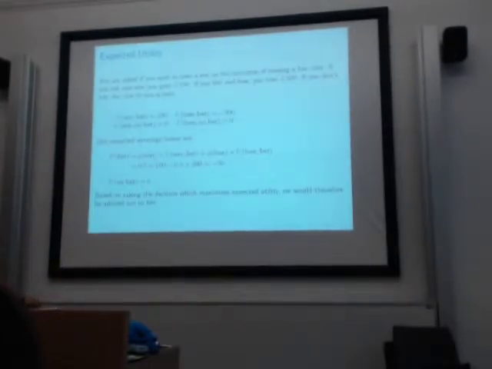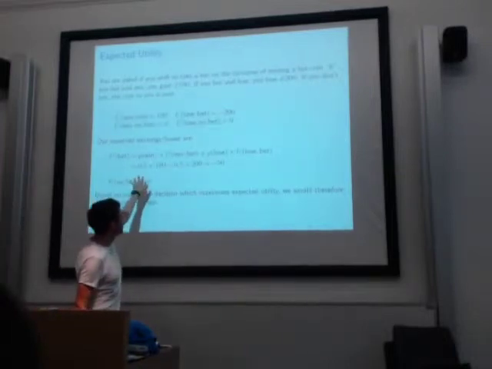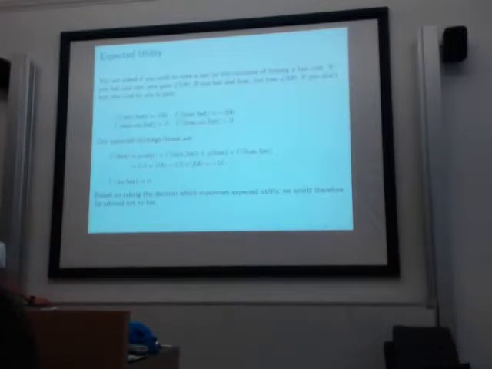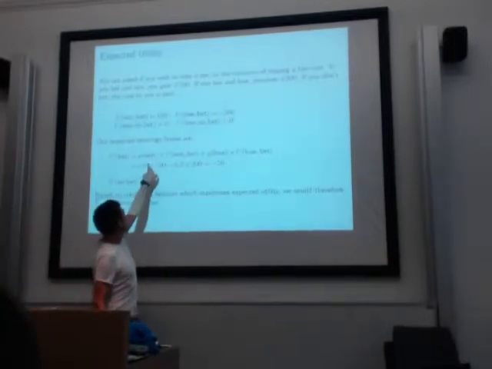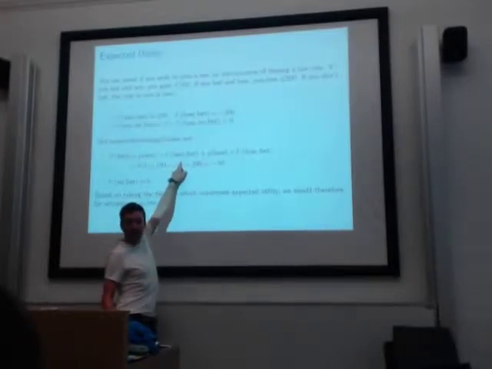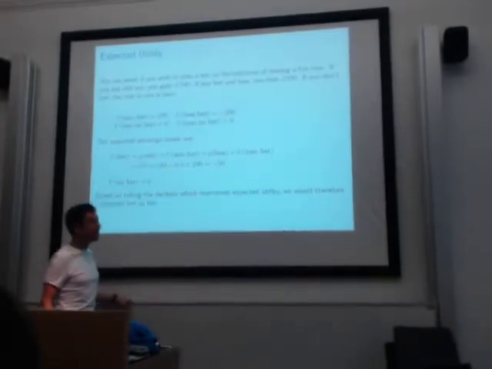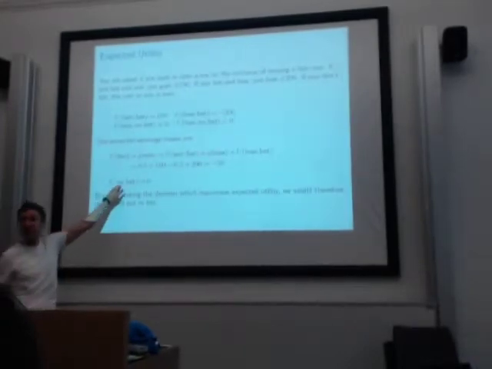Okay. So you work these sums out and you get minus 50. And the utility of no bet, similarly, would be the probability of winning times the utility of winning, and no bet. But they're both 0. So the utility is 0 and there's no bet, so that's 0.